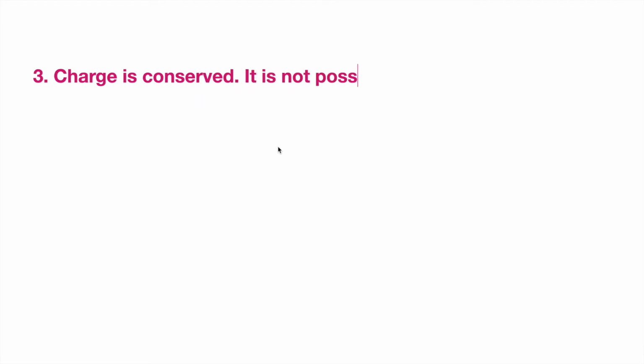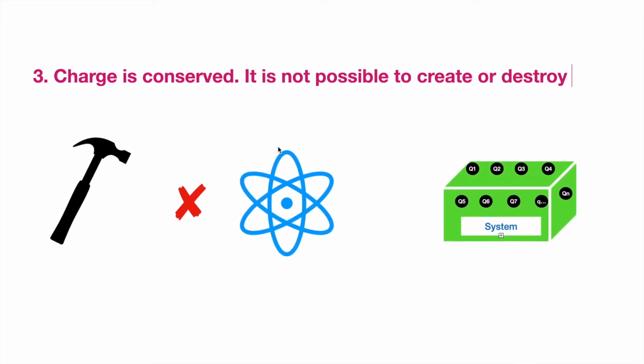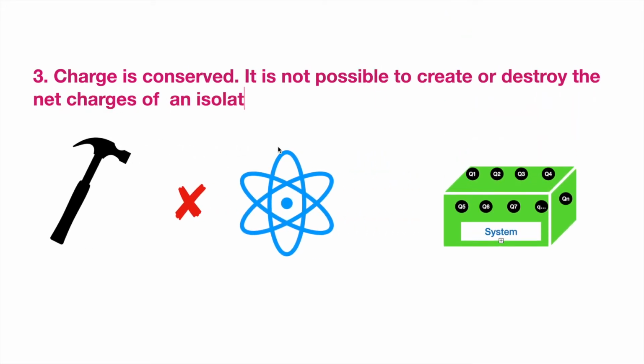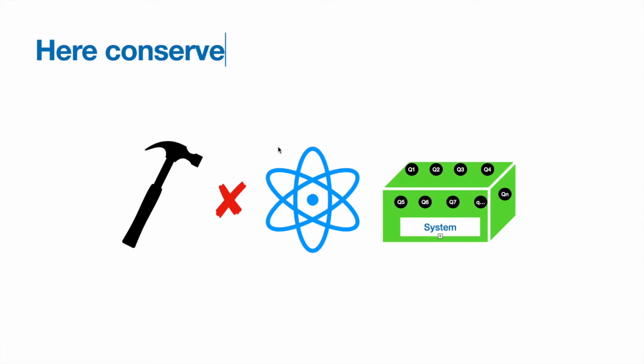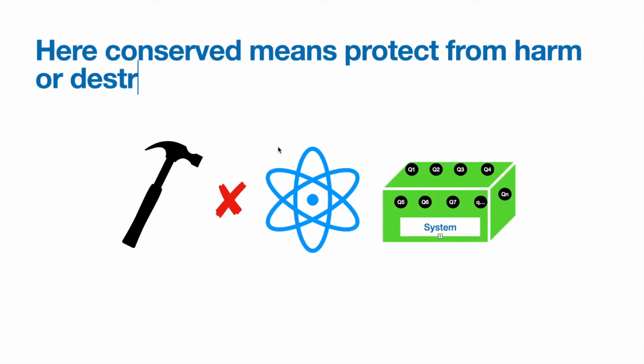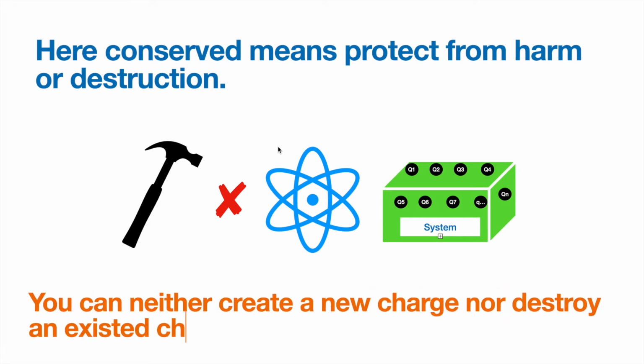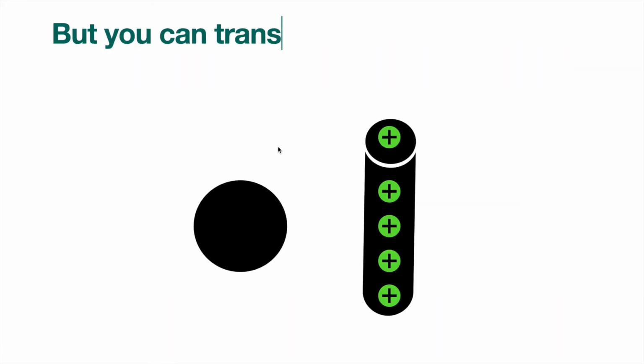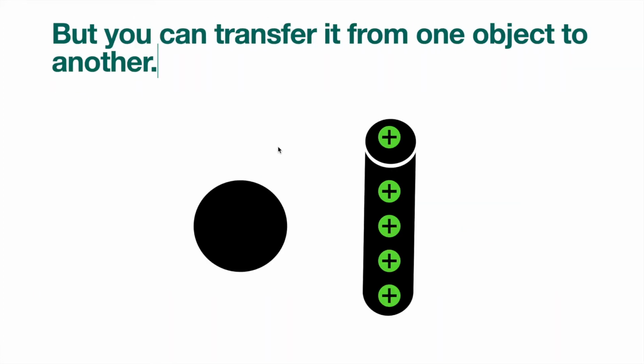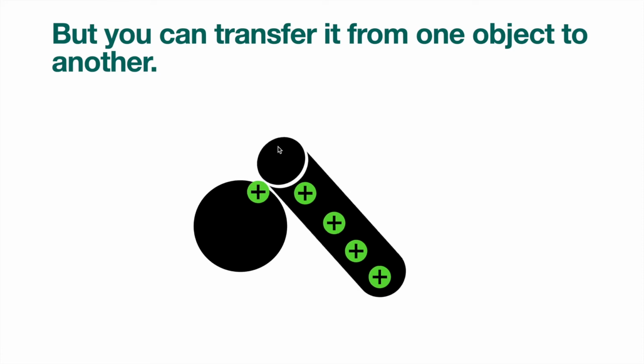Now the third property is one of the most interesting ones. It's called conservation of charge. Charge is conserved. It is not possible to create or destroy the net charge of an isolated body or system. Here the word conserve means protect from harm or destruction. You can neither create a new charge nor destroy an existing charge, but you can transfer it from one object to another.